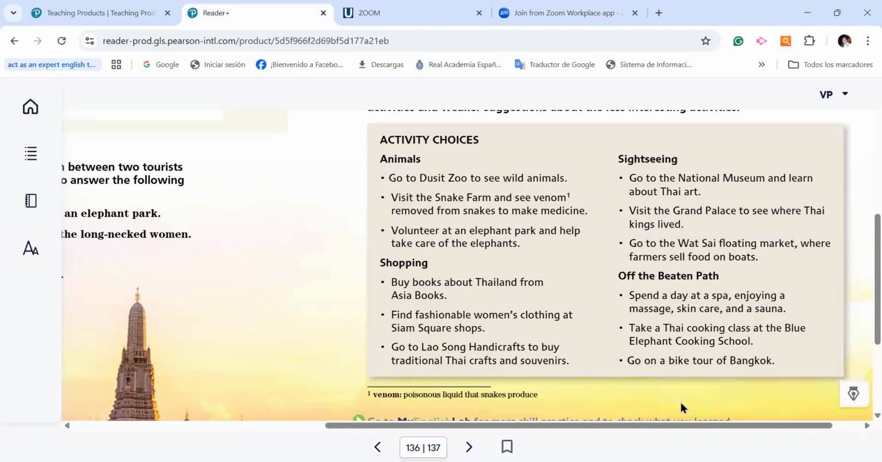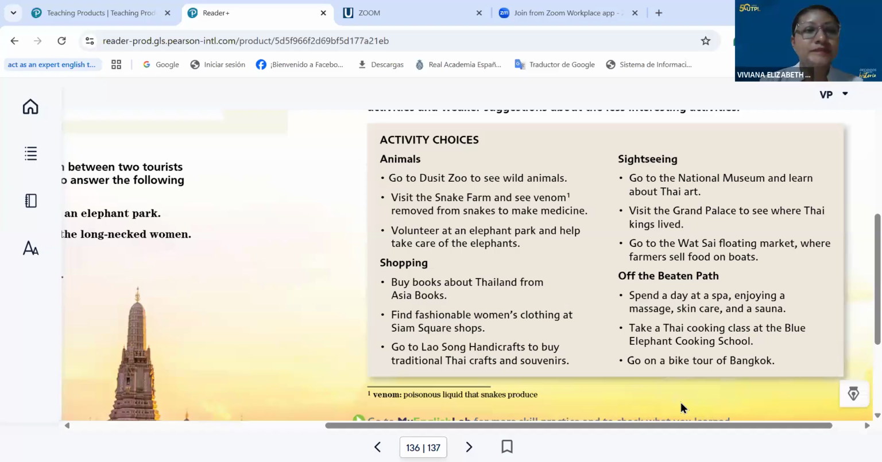And we also could go to the National Museum and learn about Thai art. Thank you. Next partner. The option is to spend a day at a spa, enjoying amazing skincare and a sauna. Finally, the last one: what do you think of buying books about Thailand from Asia Books?